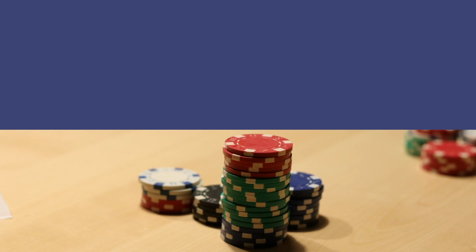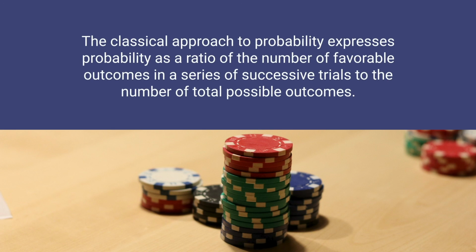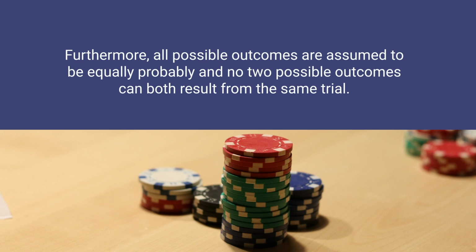If we go more into the depth of the classical approach, the classical approach to probability expresses probability as a ratio of the number of favorable outcomes in a series of successive trials to the number of total possible outcomes. Furthermore, all possible outcomes are assumed to be equally probable, and no 2 possible outcomes can both result from the same trial.